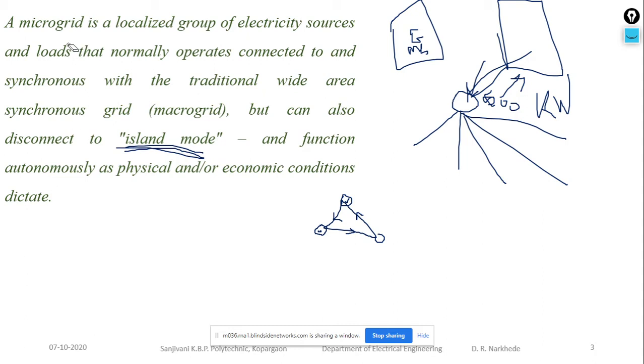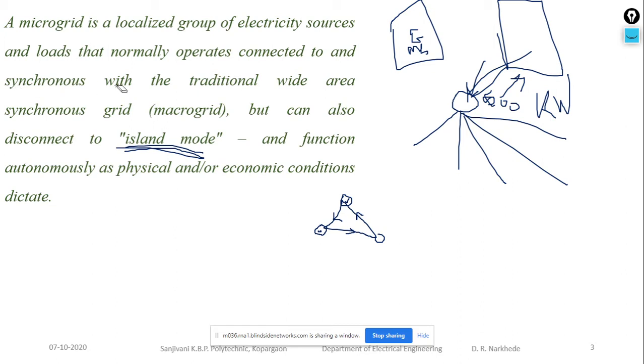So a microgrid is a localized group of electricity sources and loads. So this is a local group. Our college is a local group. But in the local group, your source is also there: the 500 kilowatt solar panel is your source, and a diesel generator is also your source. And the load is your various labs, departments, residential complex, classrooms and so on. This is your load.